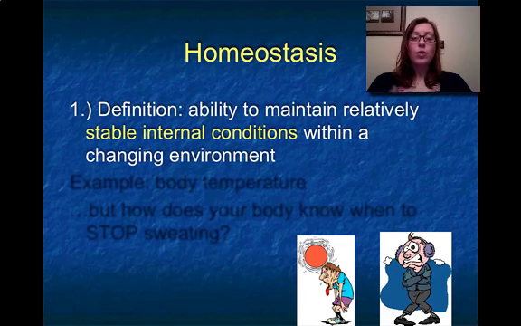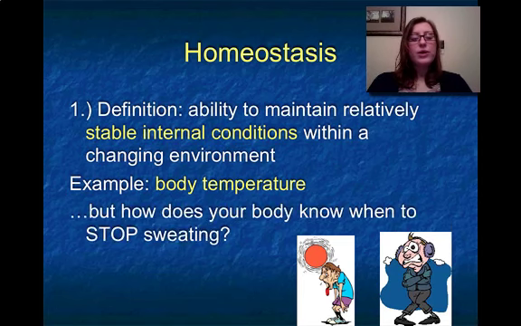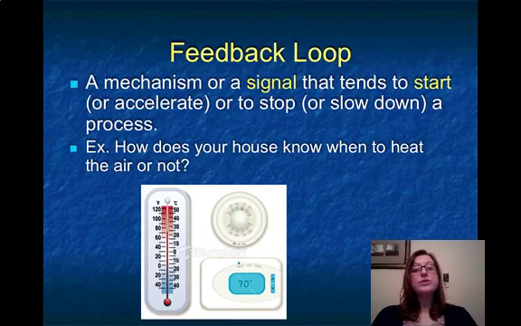Okay, so the way that the cell is able to control these conditions. One example would be body temperature. Think about what happens when it gets too warm. Think about what happens when it gets too cold. We've already talked about this before. You would sweat or you would shiver. But the question is, when does your body know when to switch? When does your body know, have you sweated enough and has your temperature returned to normal? Okay. It's going to use a feedback loop.